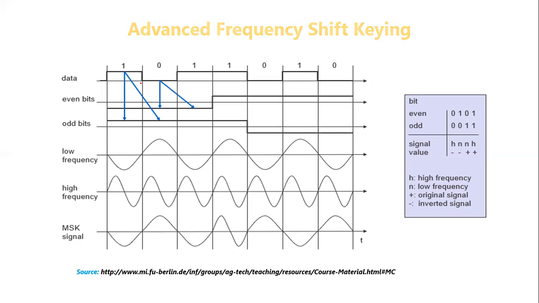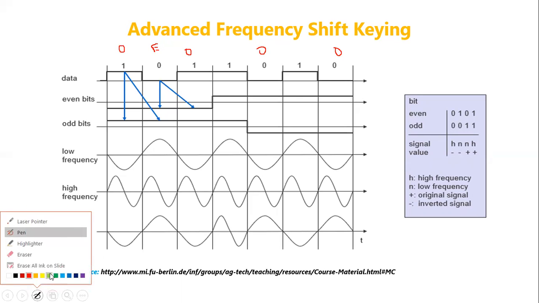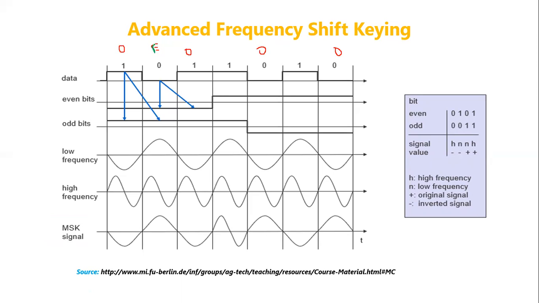Here is the concept. Say this is the data which we want to transmit: 10111010. First we have to separate the even bits and the odd bits separately. So this is an odd bit, this is an odd bit, this is an odd bit, and this is an odd bit. Then, using a different color for even, this is an even bit, this is an even bit, this is an even bit, and also this is an even bit. So first we'll separate odd bits and even bits.